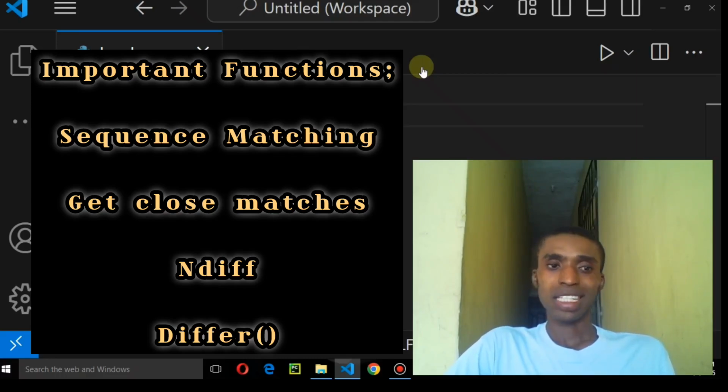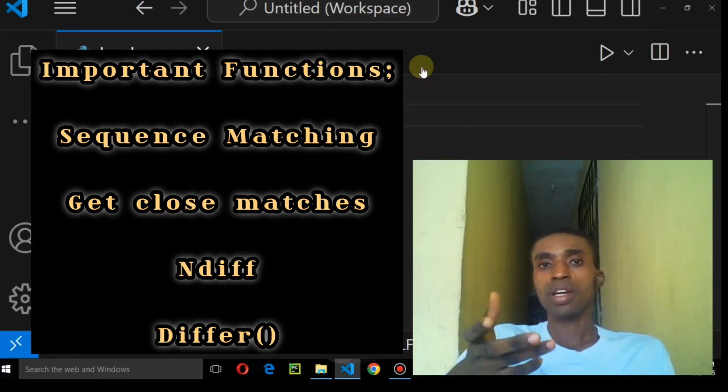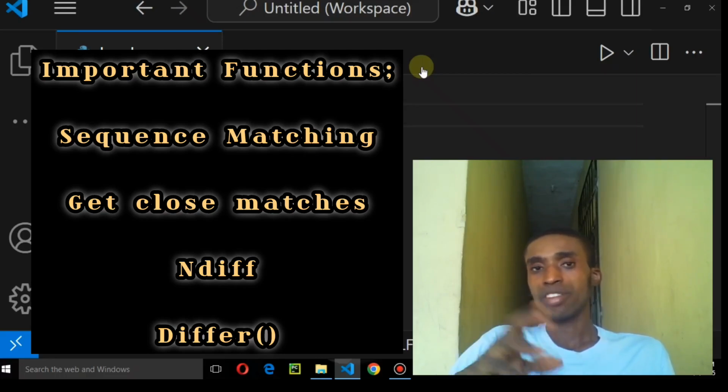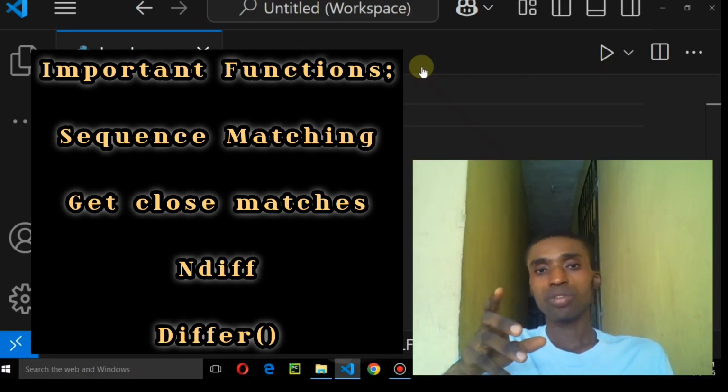We also have efficient comparison. When we are doing comparison using the basic way to compare two words together in Python, you see that when you use difflib, it is far better and more efficient compared to that way. We also have usefulness in many applications.